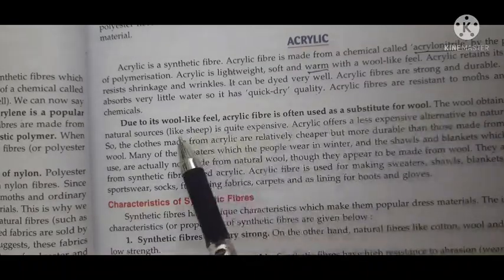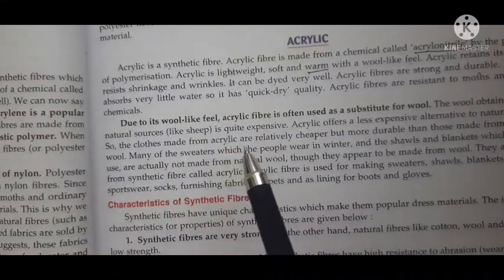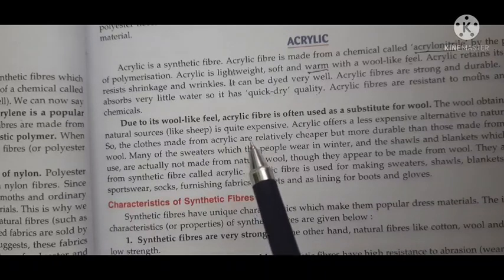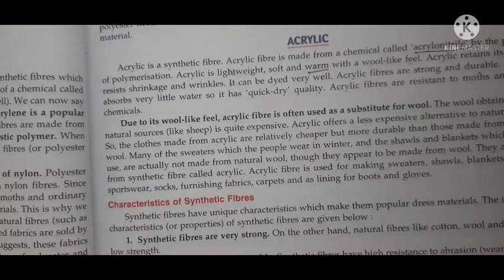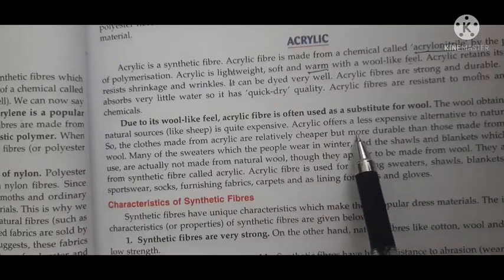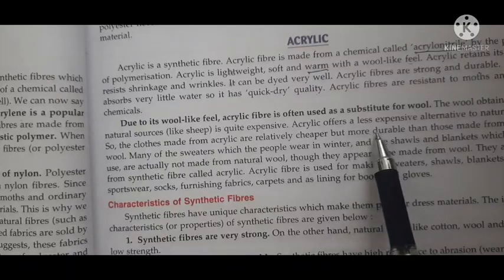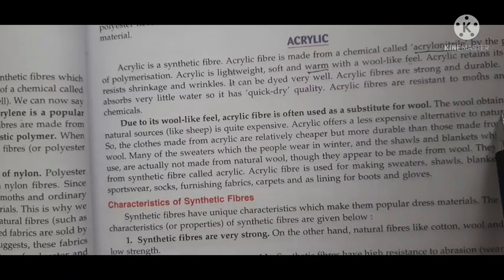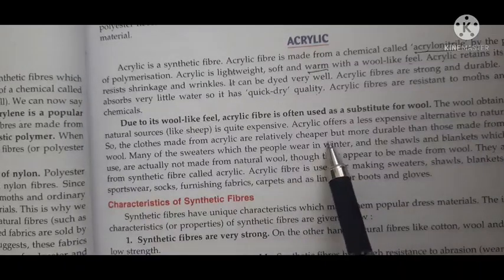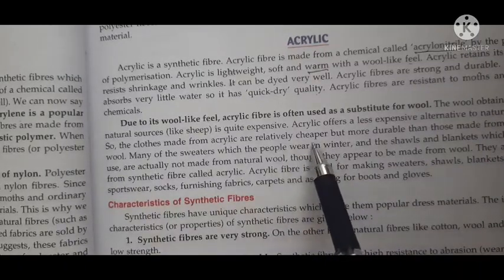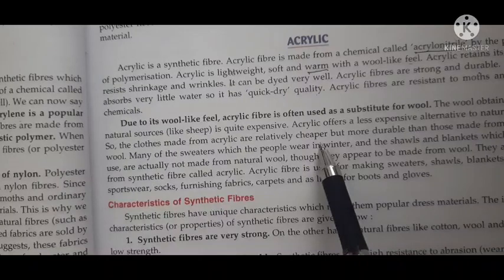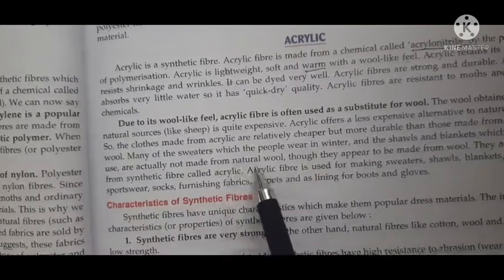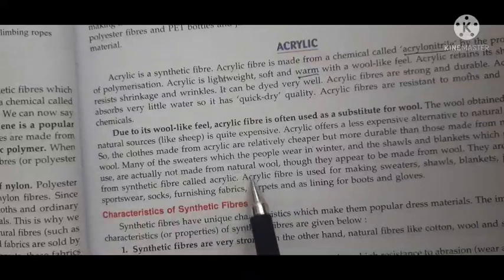The wool which is obtained from sheep, or the natural wool, is very expensive, and everyone cannot afford it. But acrylic is less expensive, so it is an alternate to natural wool. So the clothes made up of acrylic are cheaper compared to natural wool. I hope it is clear to everyone.